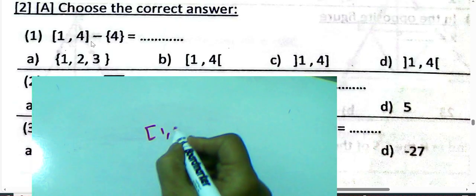Next question. Choose the correct answer. Closed interval from 1 to 4. Subtract by set of 4. We can cancel 4 here. It will be opened, right? Closed at 1 and opened at 4. We cancel the digit 4 here.